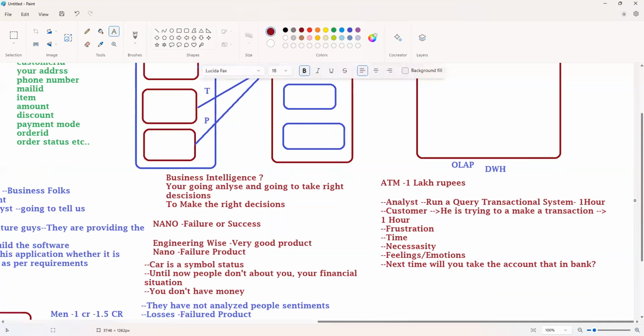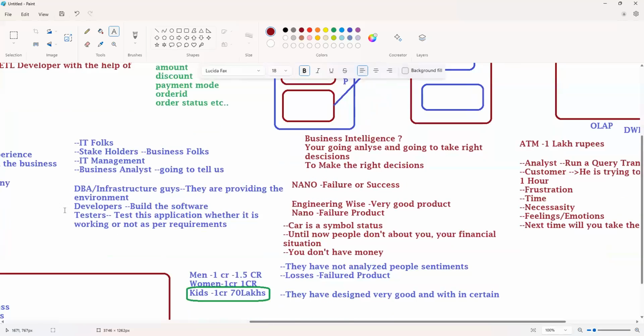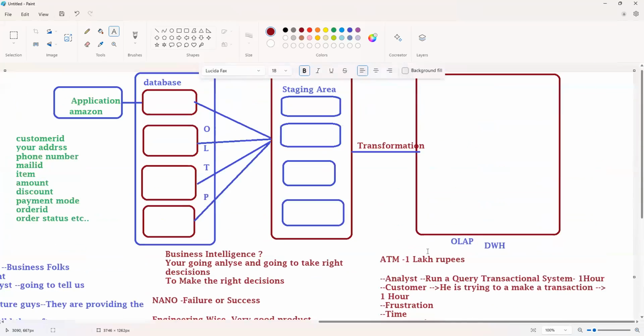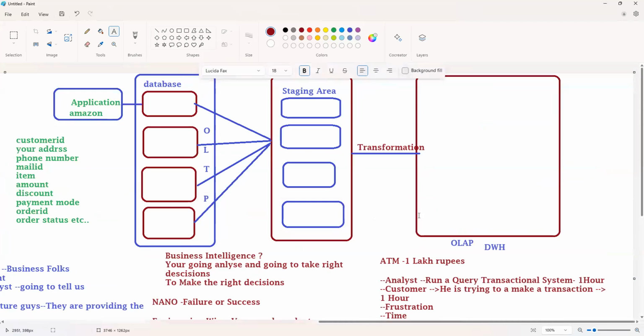Somewhere I have told you, business is going to give you requirements to build the software. At the same time, in ETL, in the data world, they are going to give the requirements. Those requirements we can consider as a mapping document. What does the mapping document contain? How the data is going to be moved from one location to another location, and what are the rules associated with it.